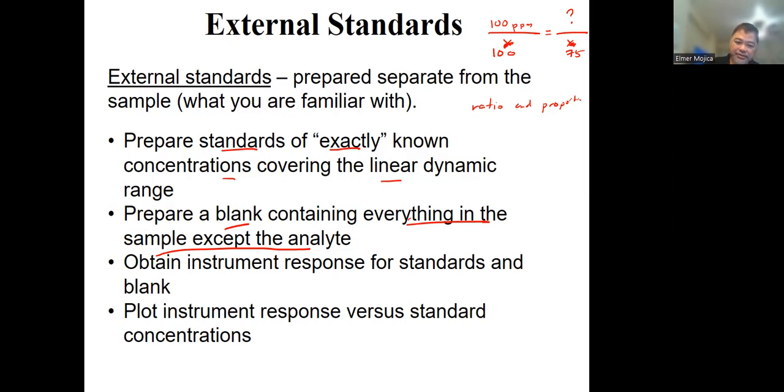Sir, the blank, is it everything except the analyte? I didn't hear the whole question. You can type it if you want. The blank is everything in the sample except the analyte. So whatever treatment you give your sample, you also do to the blank.